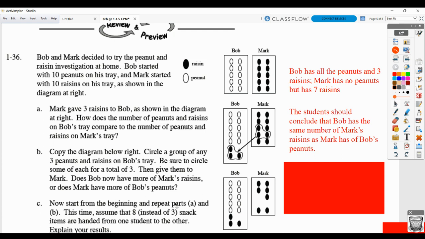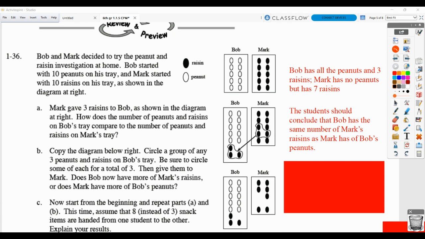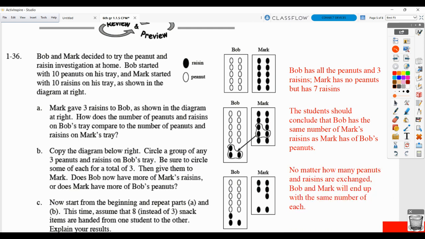Then they want you to go back to do that again, and this time assume that 8 of them need to be transferred and explain your results. So again, go back to this very starting point here. Take 8 from Mark in terms of raisins, put them onto Bob's tray, show what you now have or say what you now have. Then take 8 from Bob's tray, put them back on Mark's tray. Again, be specific about what you now have.